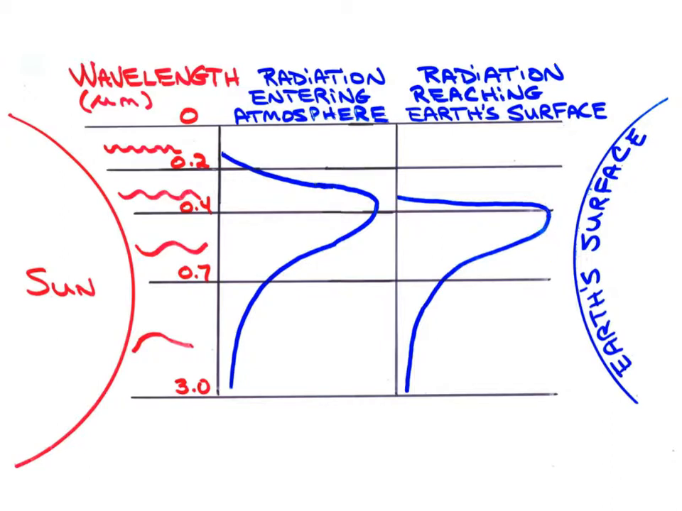Now the UV wavelengths, these short high-energy wavelengths, are removed by gases in the atmosphere, particularly ozone gas. Remember this when we study stratospheric ozone depletion. Of all the wavelengths arriving to the Earth from the Sun, it's mostly visible wavelengths that get through to reach the Earth's surface.